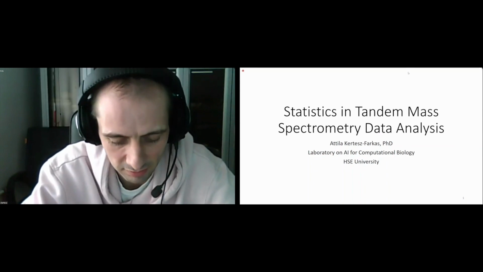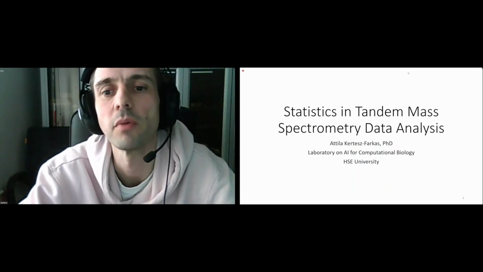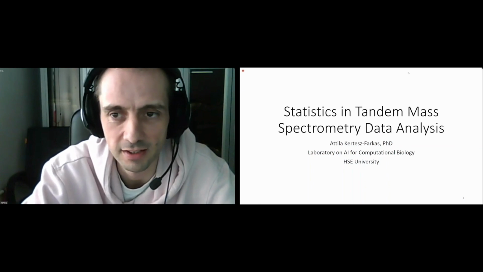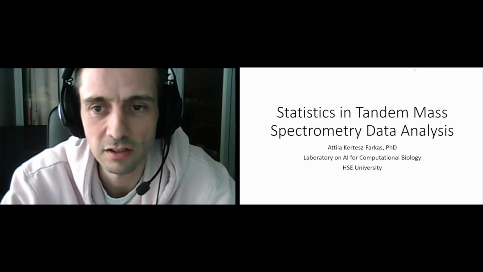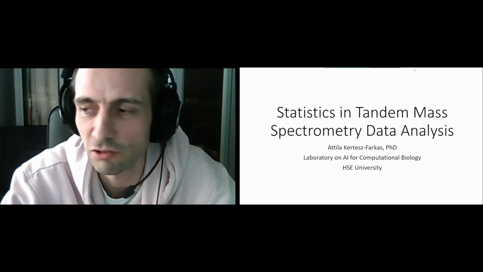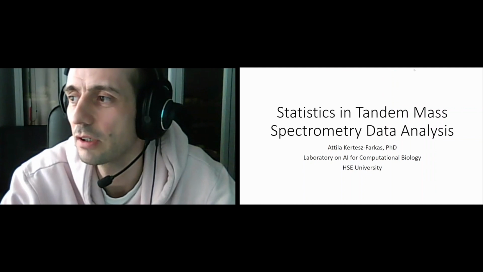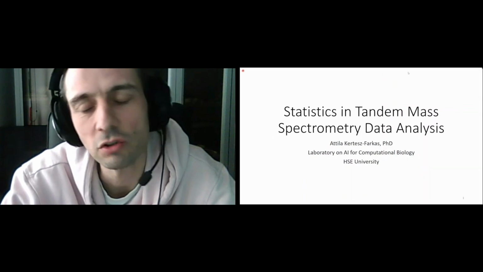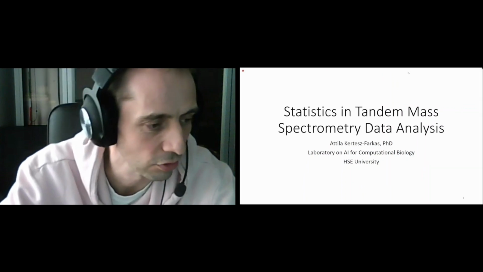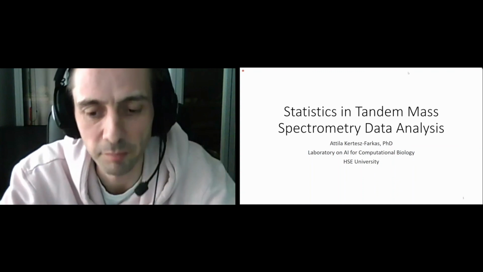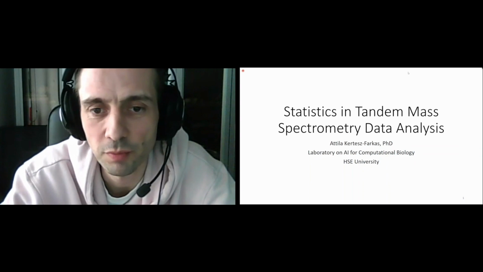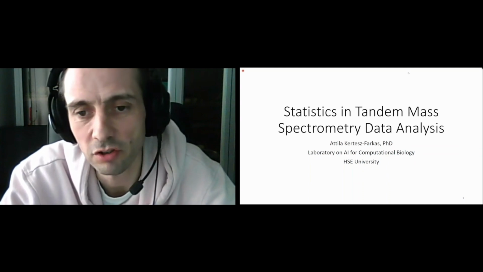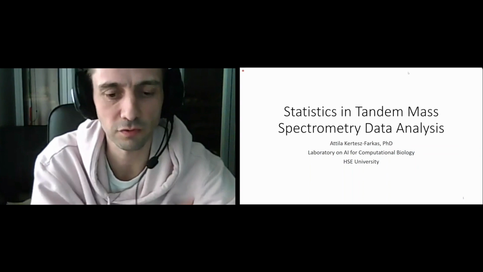I will focus on the computational part and the statistical part of tandem mass spectrometry data analysis. First, let's talk very briefly about tandem mass spectrometry. It's an instrumentation used to identify molecules, small molecules and bigger molecules, in a complex sample. The bigger molecules could be as big as a protein molecule with a couple of thousands of Dalton.